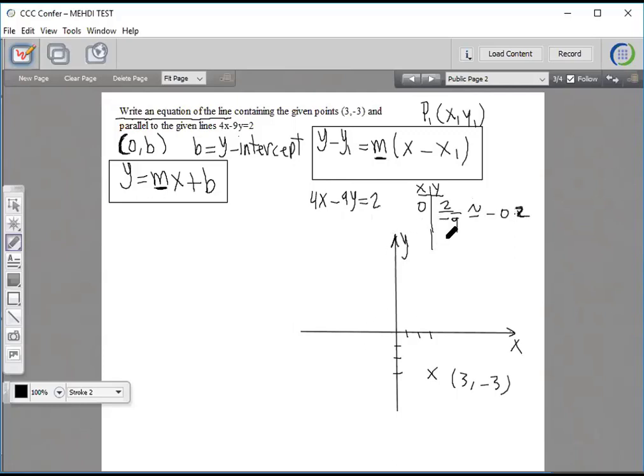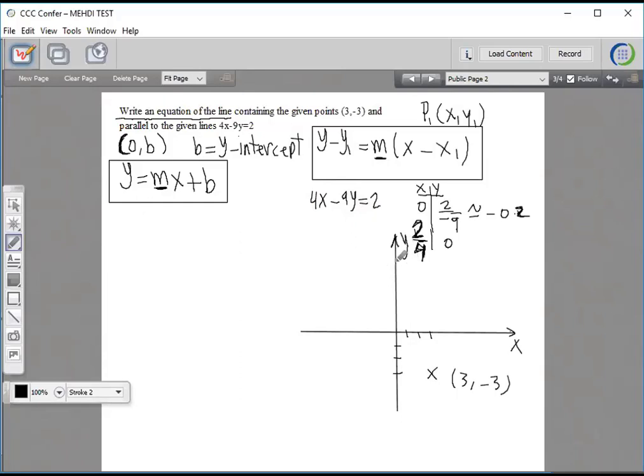And now if y is equal to 0, can somebody tell me what x is equal to? If y is equal to 0, this term is going to be gone, right? 4x is equal to 2. How do you solve for x? You divide both sides by 4, right? So x is equal to 2 over 4. Read with me, 2 over 4. What is 2 over 4? 1/2, right? So 2 divided by 4 is equal to 0.5.